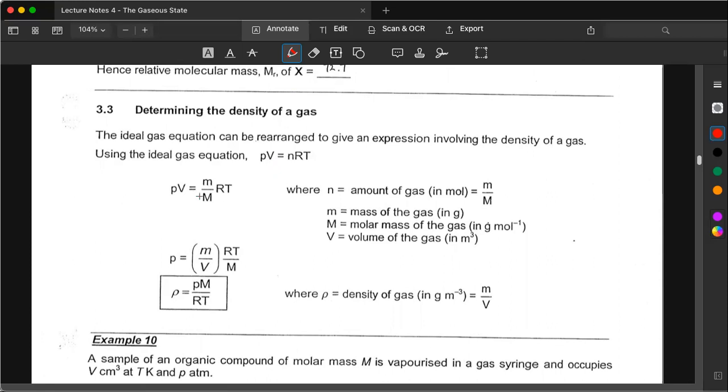So we know that m over M is equal to number of moles, right? And we also understand that we can shift the V over to make m divided by V. So this will become density. And then the density is equivalent to pressure times the molar mass over RT. So this equates to density, and you shift the rest to make this the subject of the equation.